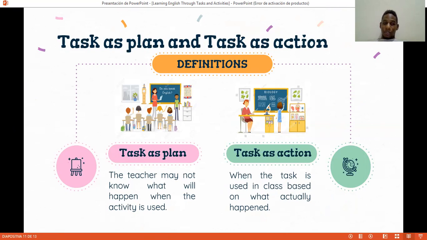Okay, finally, we have task as plan and task as action. In the task as plan, the teacher may not know what will happen when the activity is used. So the teacher is just based on the objectives that they planned. And task as action is when the task is used in class based on what actually happened. So in this part, the teacher is a little bit more conscious about what to expect with the different activities.